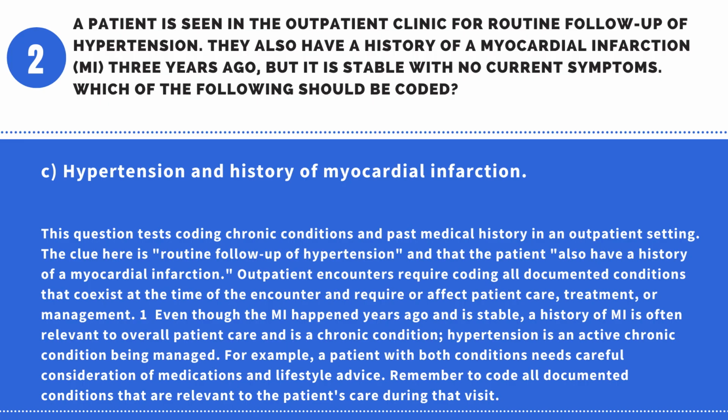Answer: C. Hypertension and history of myocardial infarction. This question tests coding chronic conditions and past medical history in an outpatient setting. The clue here is routine follow-up of hypertension and that the patient also has a history of a myocardial infarction. Outpatient encounters require coding all documented conditions that coexist at the time of the encounter and require or affect patient care, treatment, or management. Even though the MI happened years ago and is stable, a history of MI is often relevant to overall patient care and is a chronic condition.